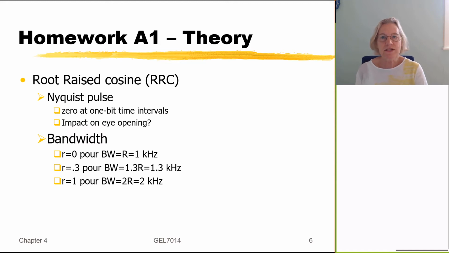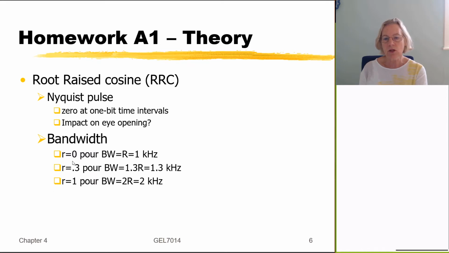So let's look at what is the theory behind this first homework assignment. And of course, we've seen that the root raised cosine is a Nyquist pulse. Well, it's not really a Nyquist pulse, but once I combine two root raised cosine filters, they make one raised cosine filter, which does provide a Nyquist pulse. And that pulse is 0 at 1-bit time intervals. And what we'd like to look at is what is the impact on the eye opening of the choices I have in my Nyquist pulse.